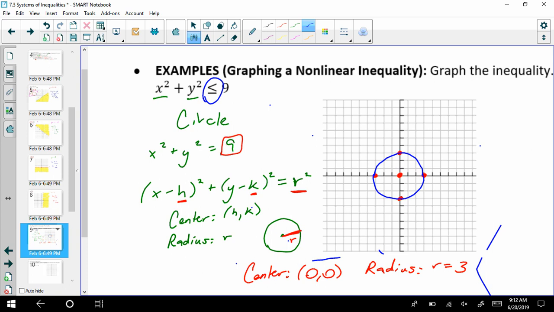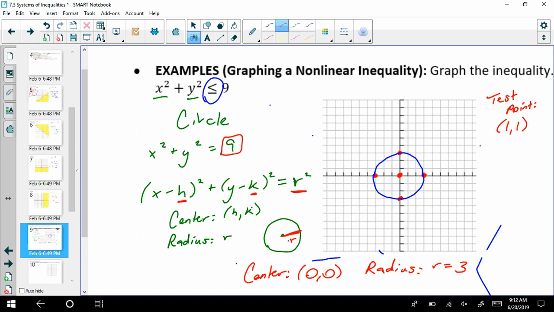So I'm either going to be shading everything outside of the circle, or I'm going to be shading everything inside the circle. Let's do a test point to figure this out. I'm not going to do 0, 0. Let's do 1, 1. Let's see what happens.